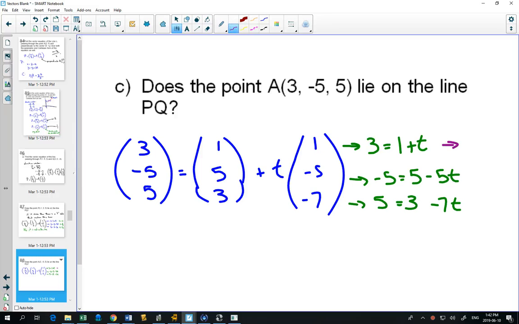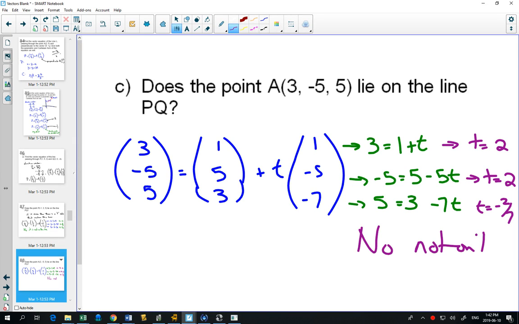Solve for the first one. T is equal to 2. Solve for the second one. T is equal to 2. Solve for the third one. T is equal to negative 2/7. No! Not on the line.